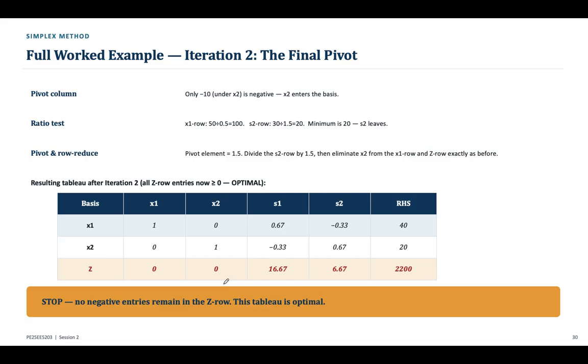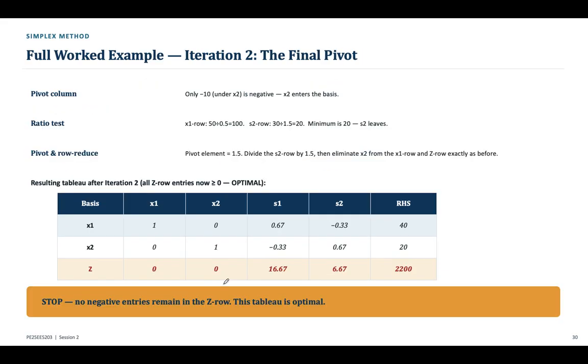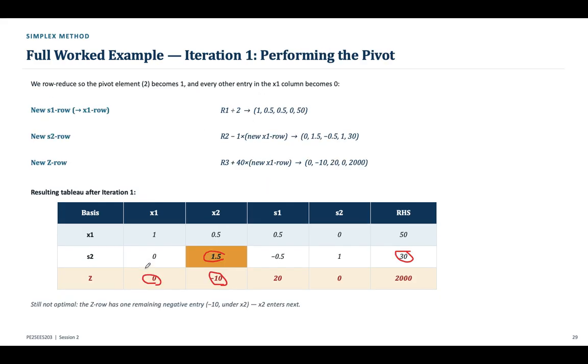Okay, so now what happens is, now perform the ratio test using the x2 column. For the x1 row, the ratio is, I'm talking about the x1 column, yeah. So 50 divided by 0.5, which is equal to 100. And for the S2 row, the ratio is 30 divided by 1.5. Initially you had 30 divided by 1.5. Here 50 divided by 0.5. Okay, so 30 divided by 1.5 will give you.